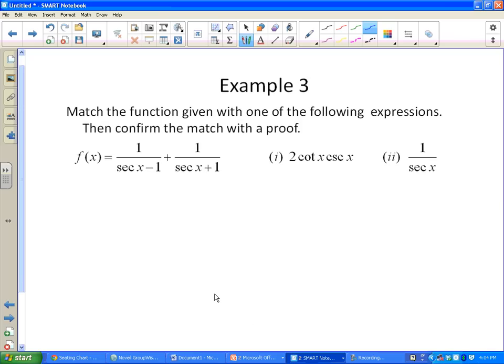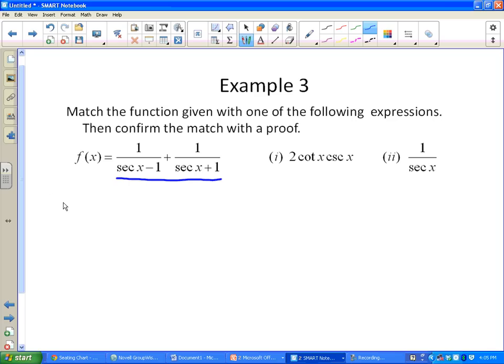There's at least 1 or 2 problems where you have to do this where they basically, instead of giving you an identity, they give you some choices that could be what your identity here equals, and you have to figure out which one it is, and then it says confirm the match with a proof. Well, the easiest way to figure out which one of these is right is by doing the proof itself. Like, let's sit here and simplify 1 over secant x minus 1 plus 1 over secant x plus 1. Let's simplify that and see which one we get.